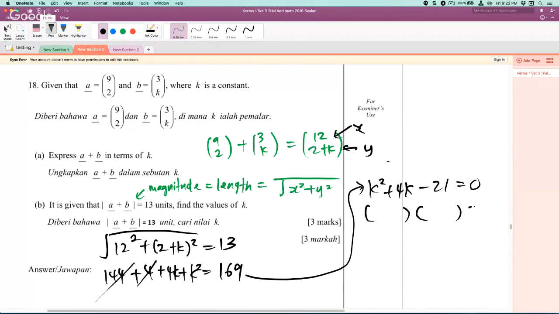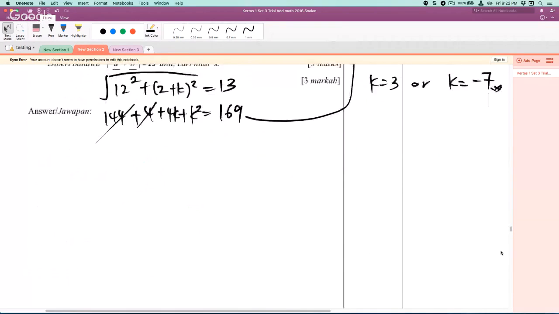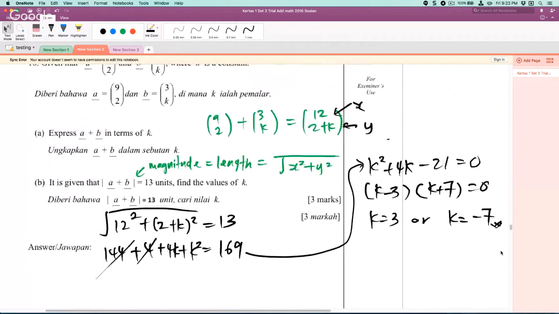And then I just factorize it. This is k, this is k, this is 7, this is 3, this is positive, this is negative. So k equals to 3 or k equals to negative 7. All right, so I guess it's just like this, should be very easy. And how you got 13? Yeah, because the 13 is given. The question says the magnitude is 13, so this is the reason why I say equals to 13.